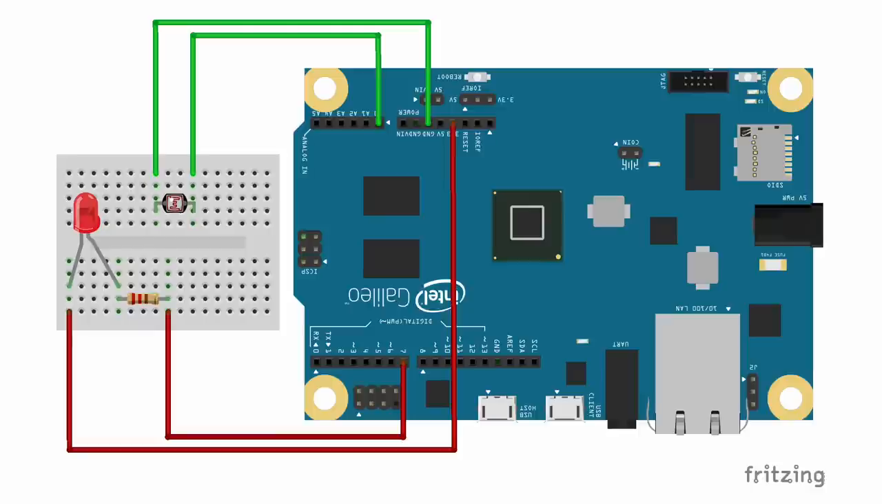In this lab, I will use an analog input and a digital output. The analog input is a light sensor or a pressure sensor. The digital output is just a LED, switch on or off. So you need four jumper cables, one photoresistor, one LED, one resistor, one breadboard, and connect everything just like shown on the drawing.